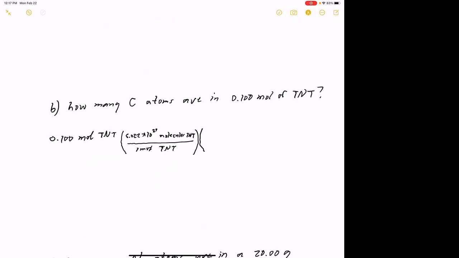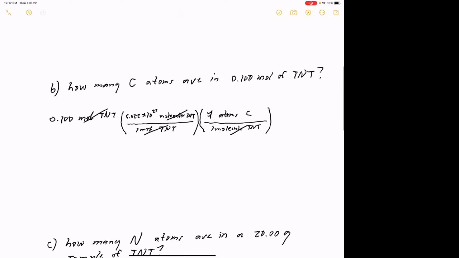So I'm going to throw that in here. So for every 1 molecule of TNT on the bottom, I got 7 atoms of carbon. And again, that just came from the formula of the compound. Okay, so let's make sure the units do what they're supposed to do. Moles of TNT will cancel with moles of TNT. Molecules of TNT cancel with molecules of TNT. And notice in that last conversion, identity is important. I went from atoms of carbon, or rather molecules of TNT, to atoms of carbon. All right, and that ends up giving me what I want.